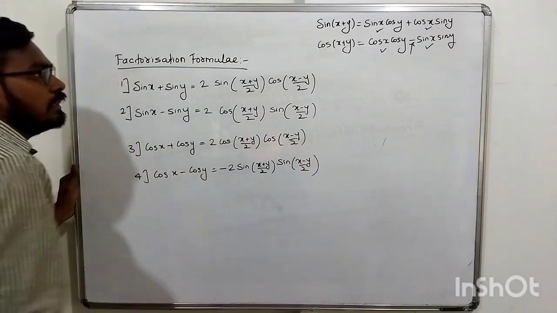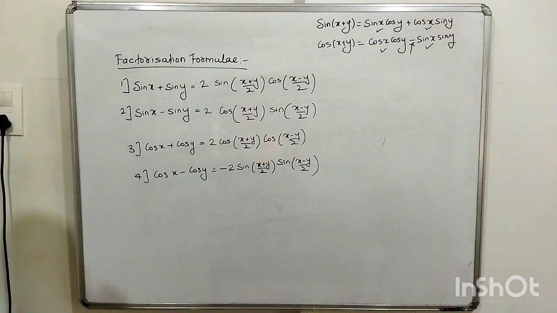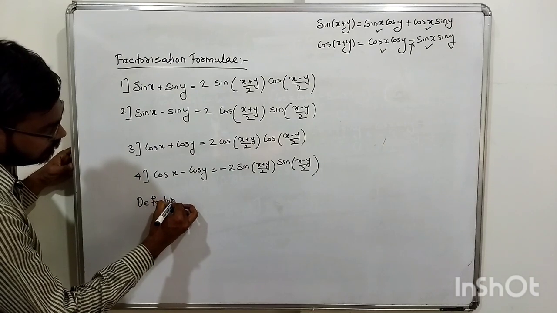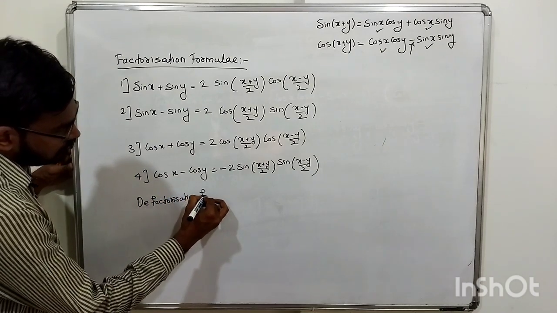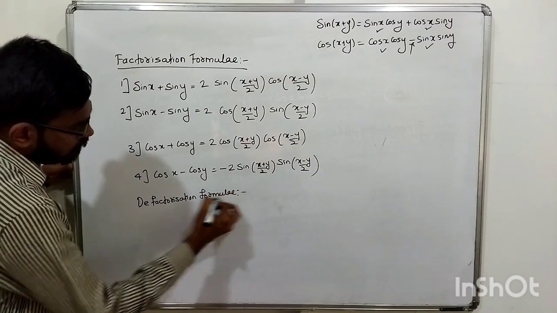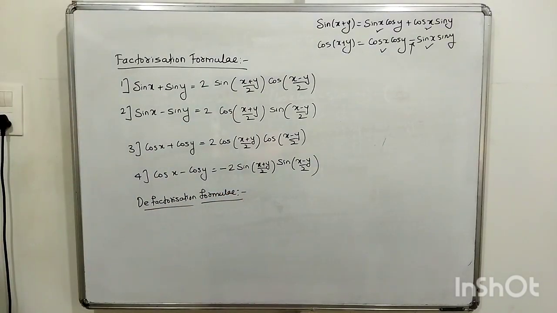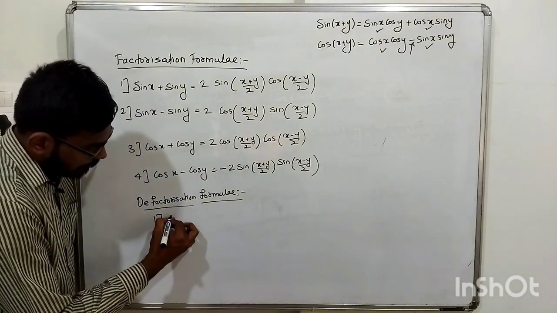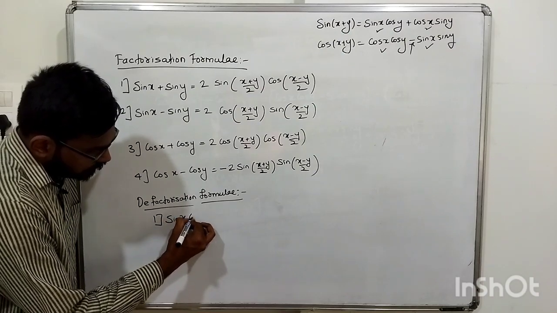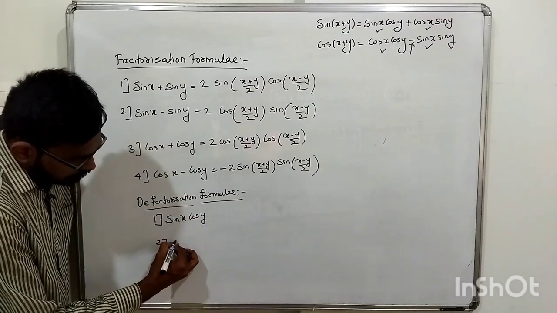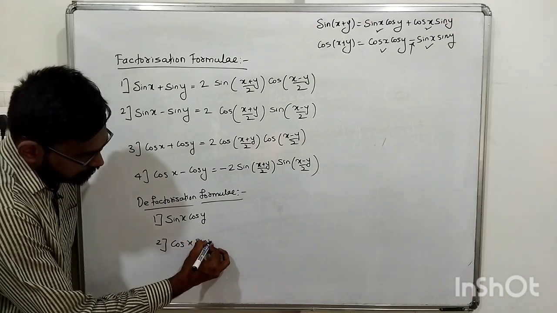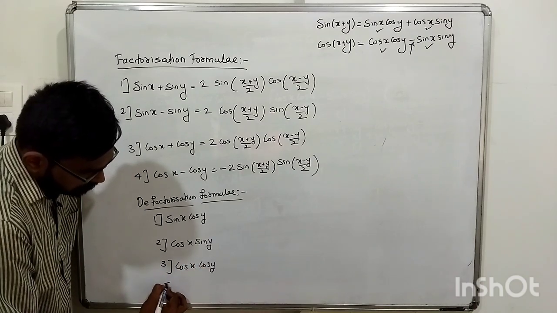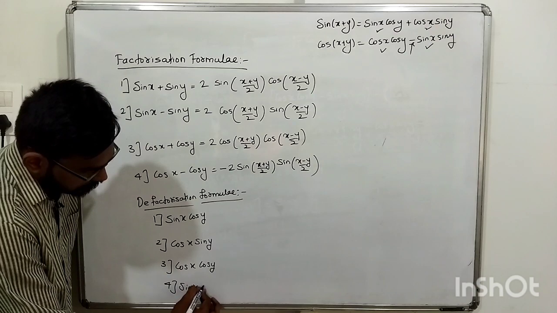So these are the 4 factorization formulae, and using that you can remember the defactorization formulae also. So now the 4 defactorization formulae. First one, sin x cos y. Second, cos x sin y. Third one, cos x cos y. And fourth one is sin x sin y.